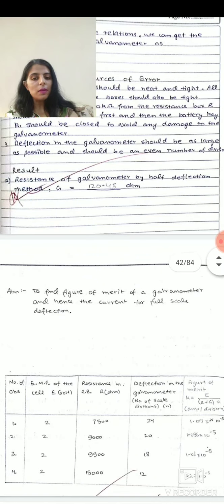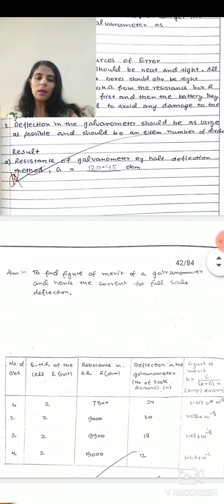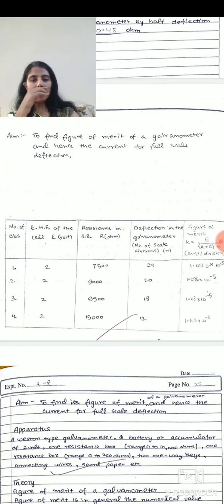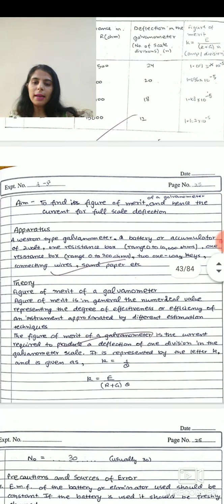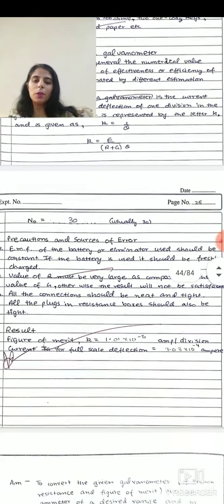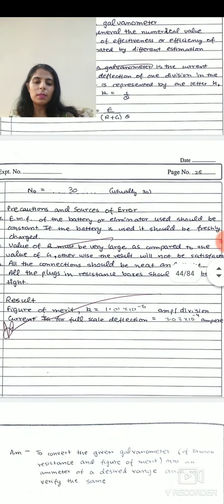Now the next experiment is to find figure of merit of a galvanometer and hence determine the current for full scale deflection. Draw table on the left hand side, draw circuit diagram on the left hand side. On the right hand side you should write aim, apparatus, theory, observation, calculations, precautions, sources of error, and then result.